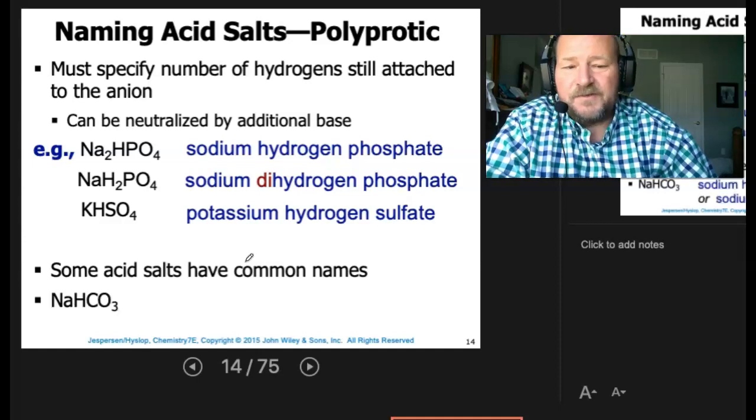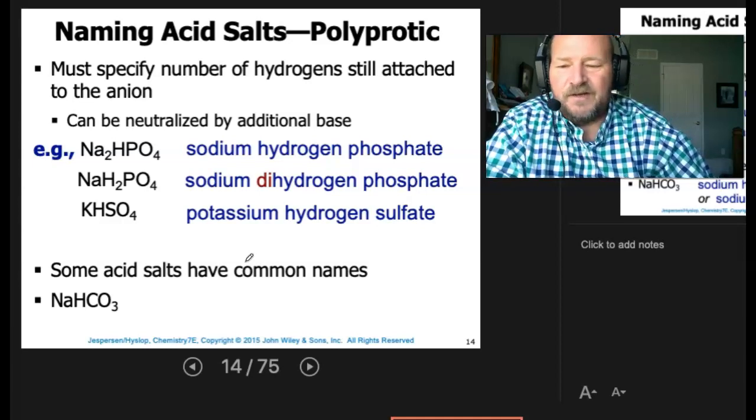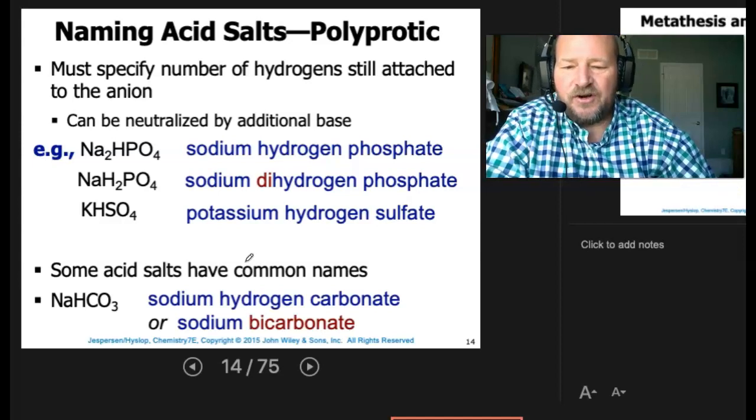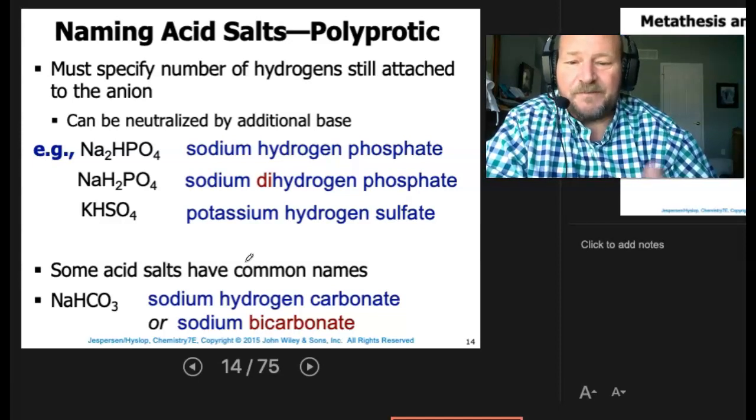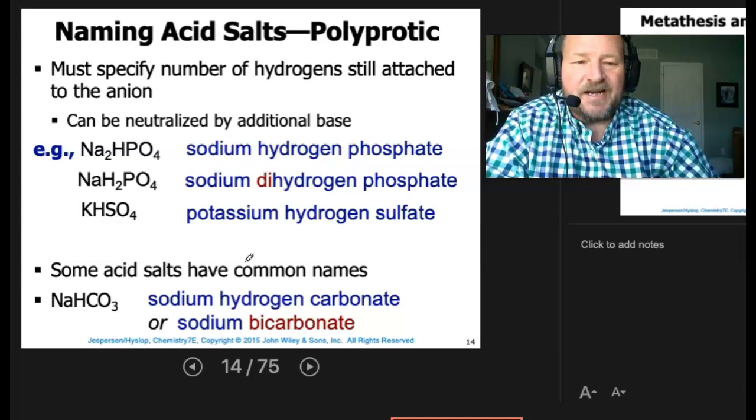Okay, so some acid salts have common names, so you got to watch out for that one as well. So we have NaHCO3. So what would I call this with our system we're looking at? Well, I'd call it sodium hydrogen carbonate. However, if I go in the lab, it's typically called sodium bicarbonate. Don't ask why, I don't know. This stuff started before I was born.